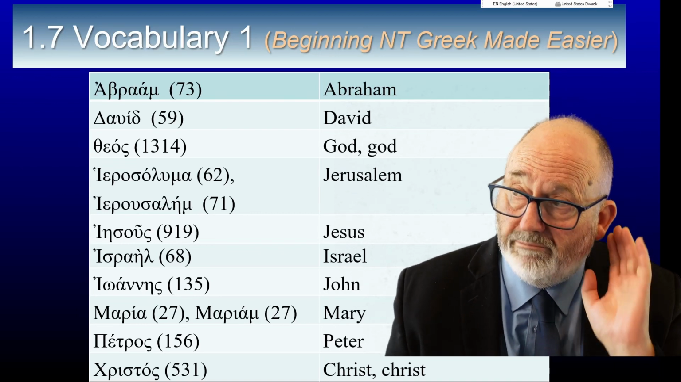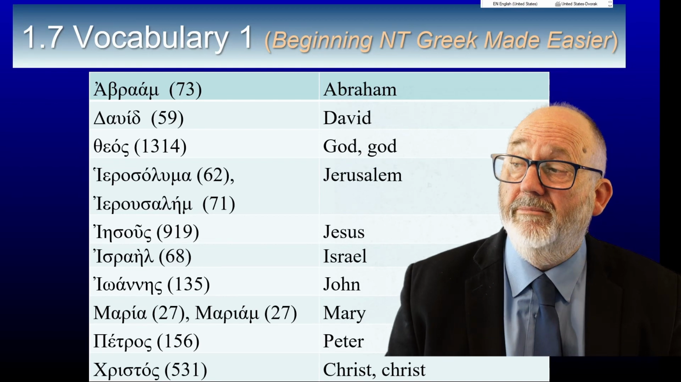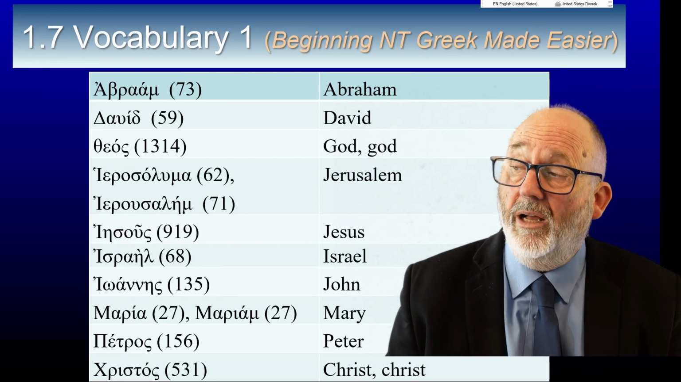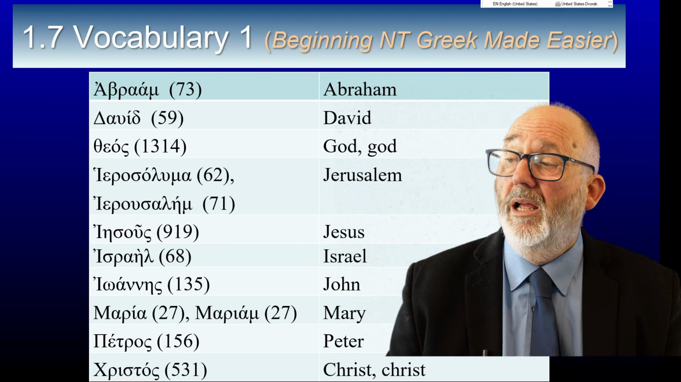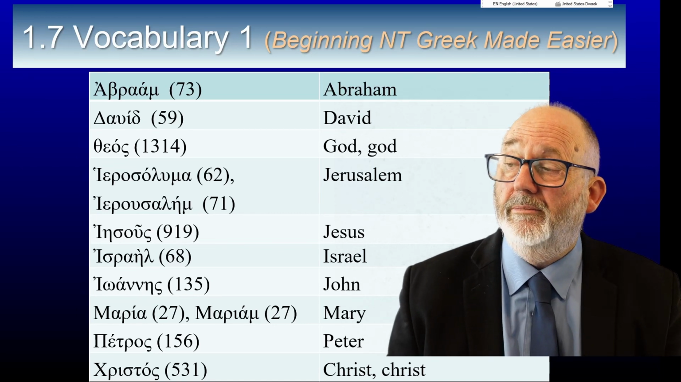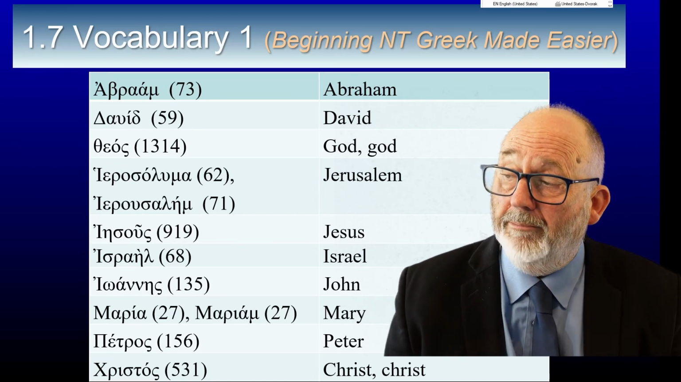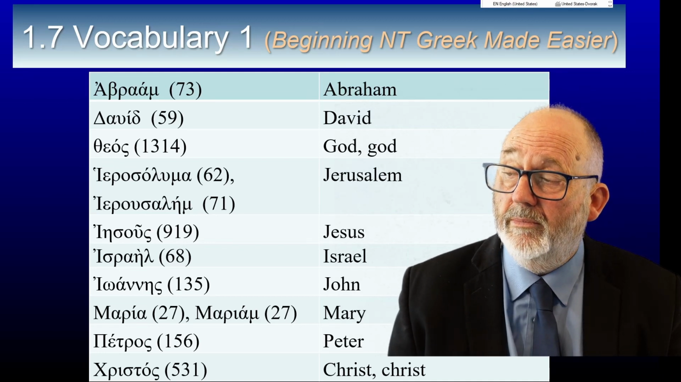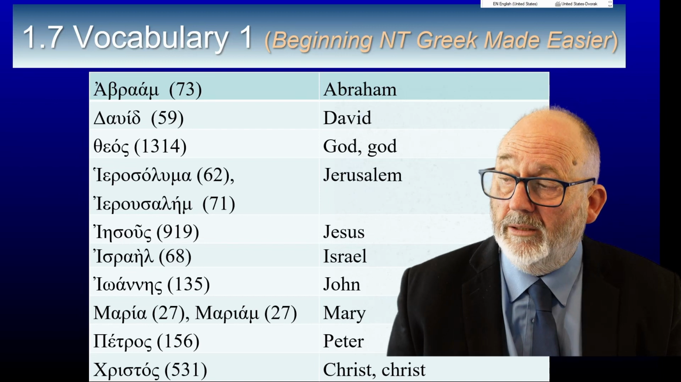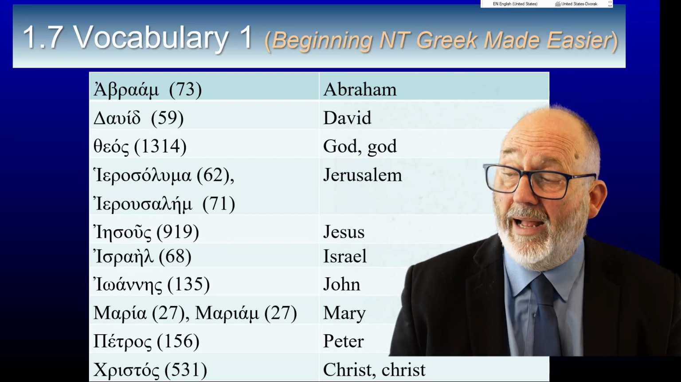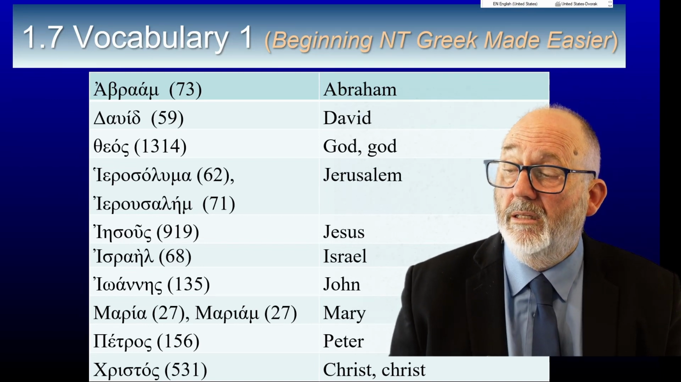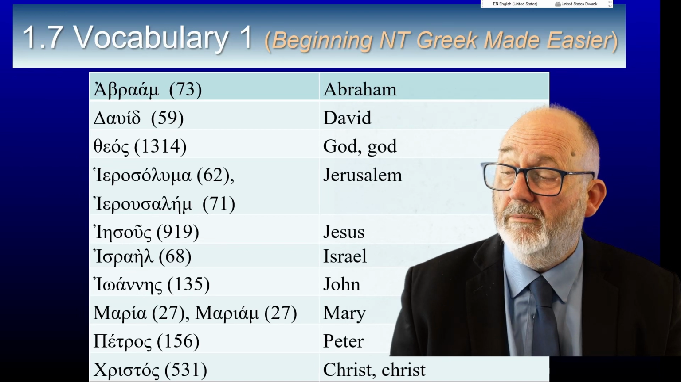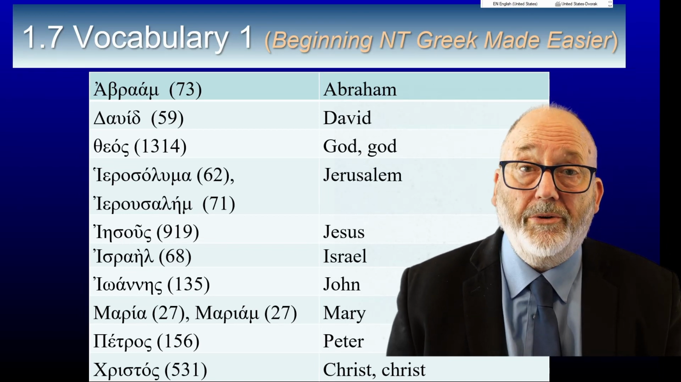Abraham, Dawid, Theos, Hierusoluma, Jerusalem, Jesus, Israel, Ioannis, Maria, Miriam, Petros, and Christos.